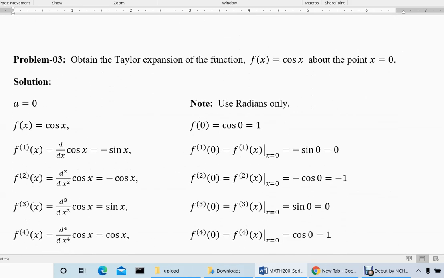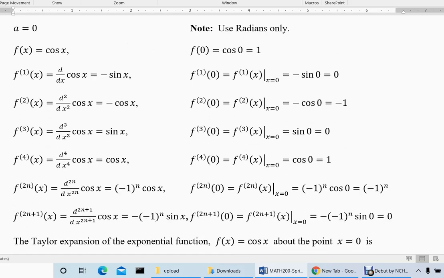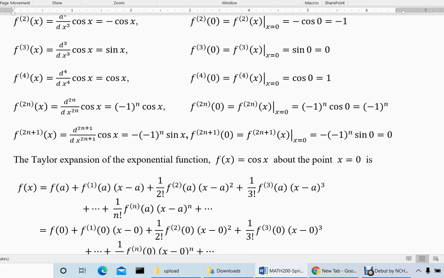Now next, obtain the Taylor expansion of the function f of x equal to cos x about the point x equal to 0. Now a equal to 0, your function is cosine, the first derivative is minus sine, the second derivative is minus cosine, third derivative is sine, fourth derivative is cosine. So you get back your function after four steps. The next 4 terms will be the same, so we don't have to calculate all the terms. F of 0 is cos 0 equal to 1, the first derivative is 0, the second derivative is minus 1, third derivative is 0, fourth derivative is 1. So your terms will be 1, 0, minus 1, 0, 1. It will repeat after a cycle of 4.